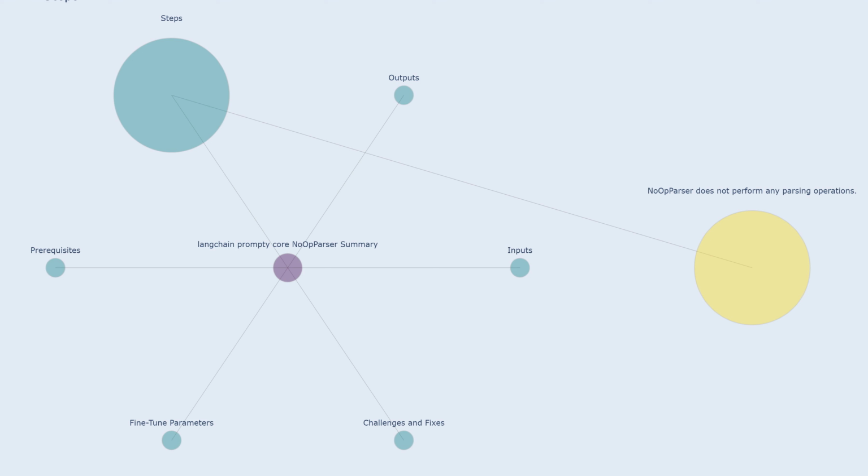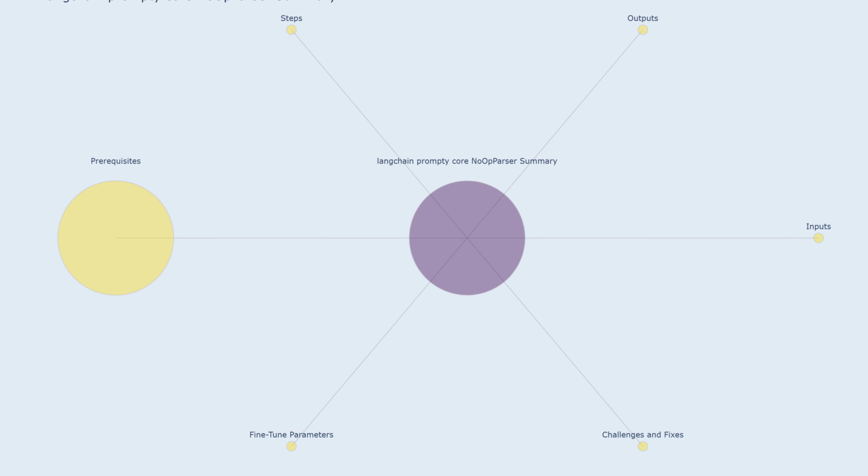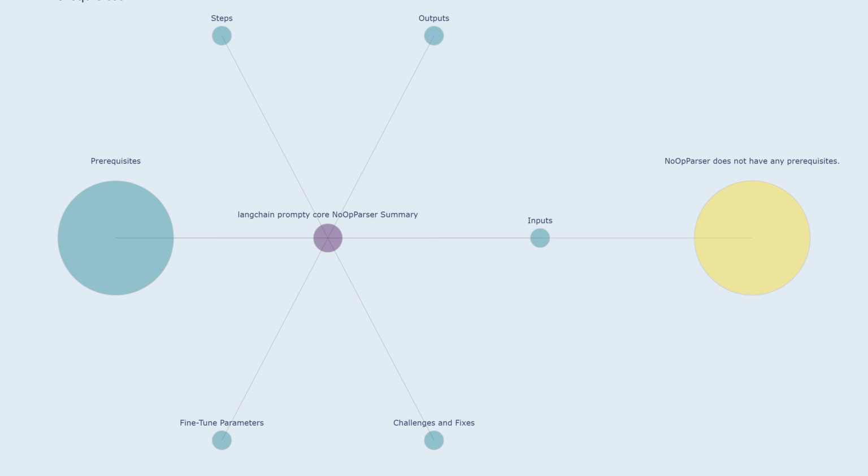Description of steps. The NoOpParser doesn't involve any parsing operations. Unlike other parsers that analyze and transform data, the NoOpParser simply accepts the input and delivers it without modification. Description of prerequisites. The NoOpParser doesn't have any prerequisites. It can be used independently without needing any specific setup or configurations. This makes it convenient to use in different scenarios without having to fulfill any external dependencies.